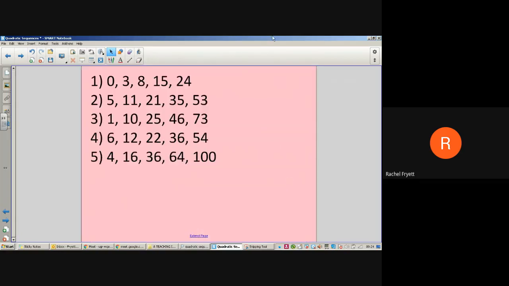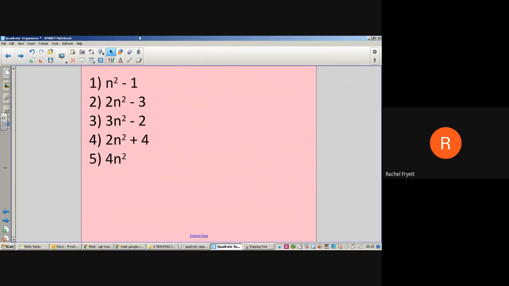Okay, so here's 5 sequences. I want you to pause the video and have a go at these. They're all going to be either just something n squared, or something n squared add or minus something. Okay, I'm going to reveal the answers. These are the answers, so if you could mark your work. Well done if you got 3 or more of those correct.